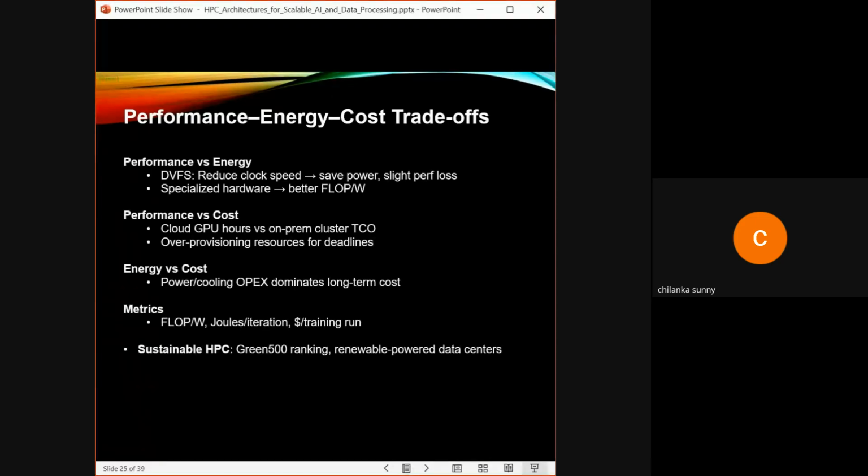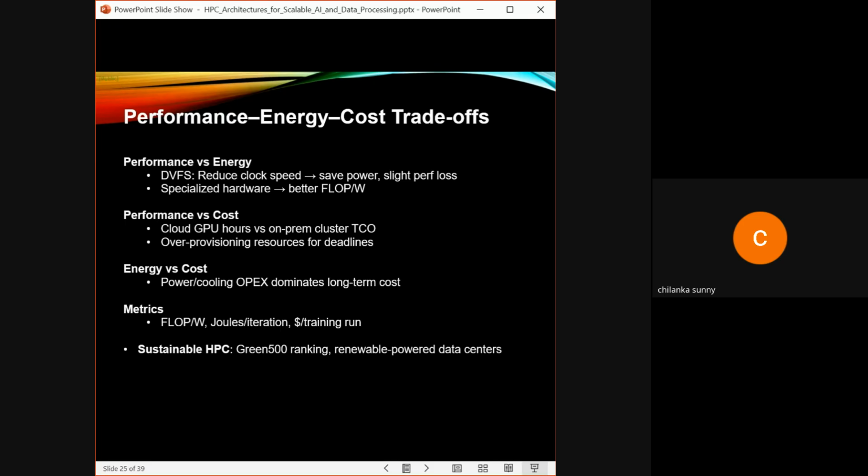while specialized hardware like ASICs can deliver much higher flops per watt. And the performance versus cost requires careful planning because cloud GPU hours may be convenient but expensive, whereas on-premise clusters have high total cost of ownership. So over-provisioning resources to meet deadlines can improve performance but increase cost. Self-explanatory. And the energy versus cost, that's also critical, as power and cooling often dominate long-term operational expenses.